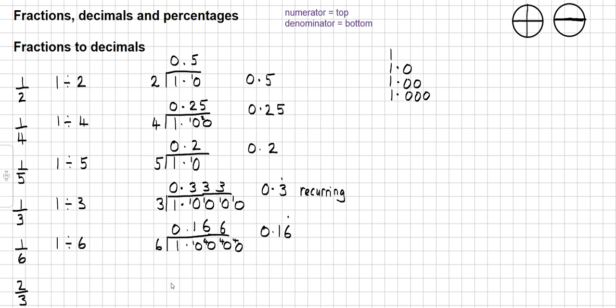2/3 is exactly the same, but we've got a 2 on the inside and a 3 on the outside. 3 into 2 will give us a 0. We carry that 2 over. 3's into 20 goes 6 times.